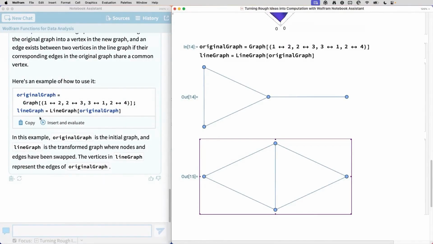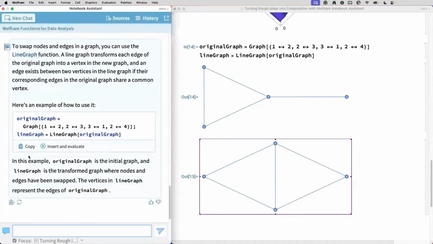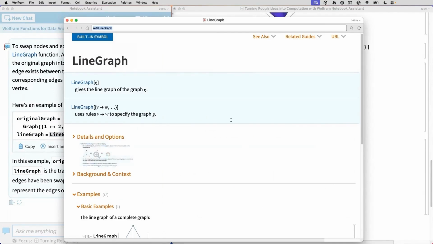swapped. So now not only do we get a result, but again, we can see an explanation for what the code is doing, and we get to learn about the function line graph. And again, if we click that, it pulls the documentation right up.